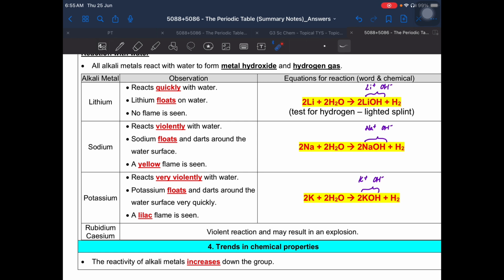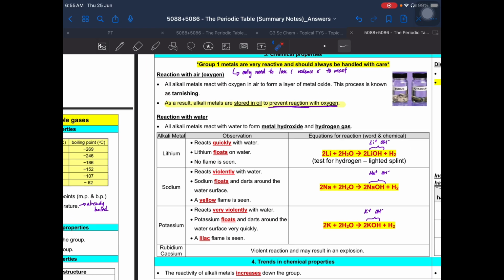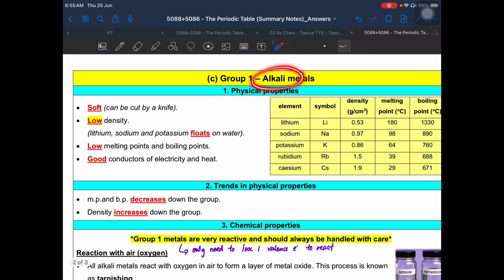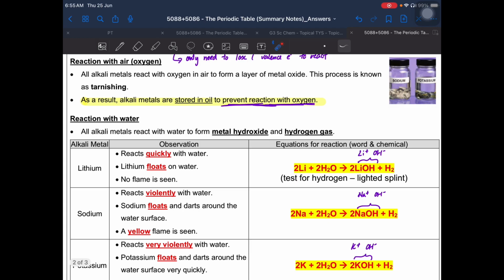And of course, do take note that testing for hydrogen gas is part of the syllabus that we have learned before, right? So you can use the lighted splint, and you should know what observation will happen if there's hydrogen gas. So that is for our group 1 alkali metals. Alkali because when you put them into water, they form metal hydroxide, and these are all alkalis: LiOH, NaOH, KOH.